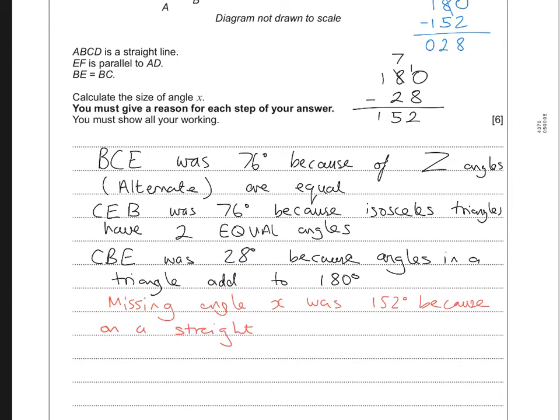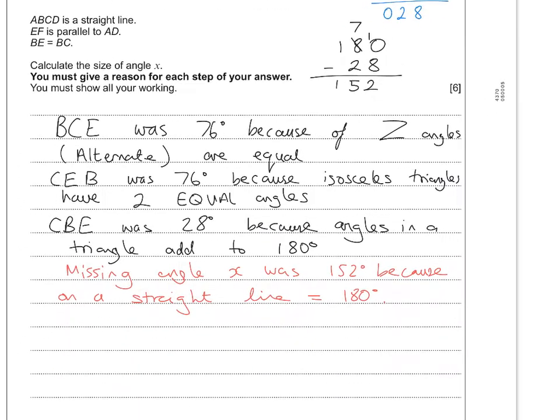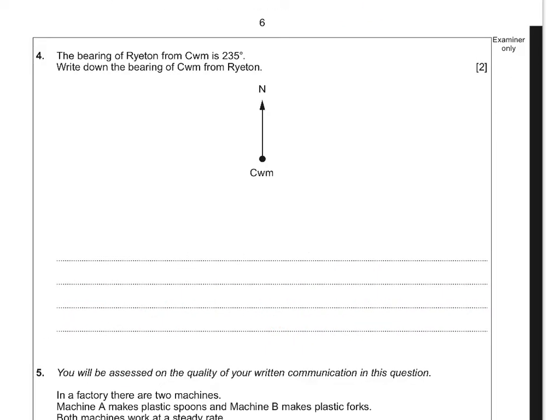Okay, so 6 marks there. And I think with all those calculations I've got by the side, it's very, very obvious as to what I was doing. With this question, it'd be a good idea to get your protractor, ideally a 360 protractor, because it makes drawing bearings very, very easy.